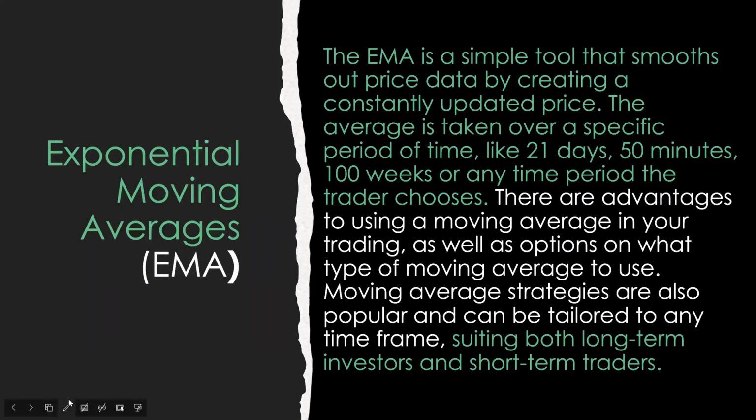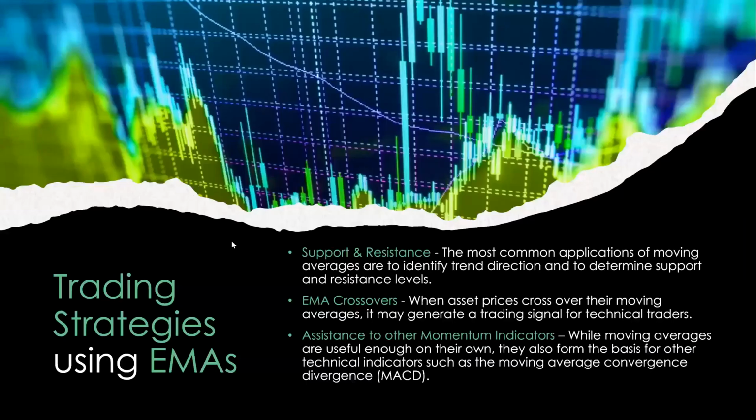You can have a 21-day, a 50-day, 100-week, whatever the time period that the trader chooses. Find the ones that work best for you. There's advantages to using the moving averages in your trading as well as options and the type of moving averages to use. Moving average strategies are also popular and can be tailored to any time frame, suiting both long-term investors and short-term traders. So the 3 ways to use EMAs to trade is S&R.